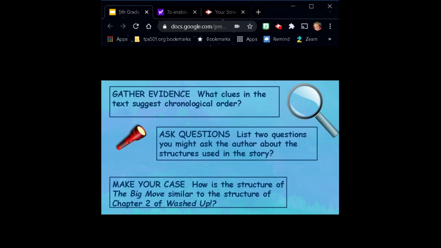The next thing is ask questions. So, I'd like for you to write down 2 questions you might ask the author about the structures used in the story. Did you see any other structures besides the chronological order? Now, make your case. How is the structure of The Big Move similar to the structure of chapter 2 of Washed Up?